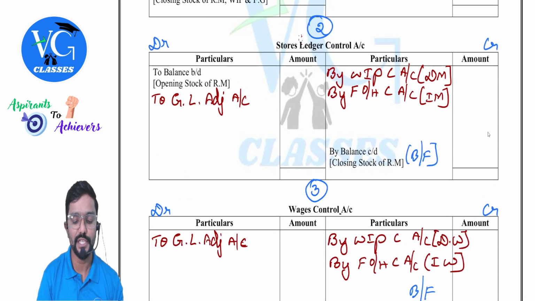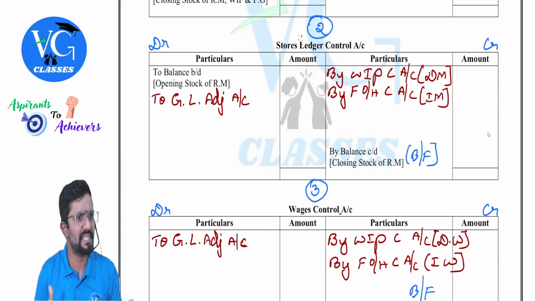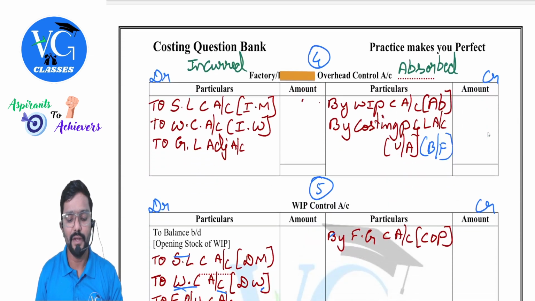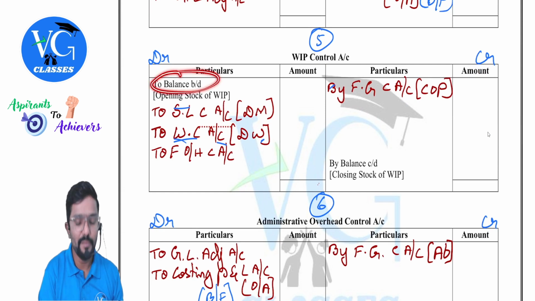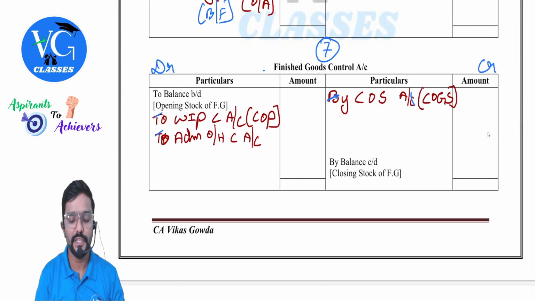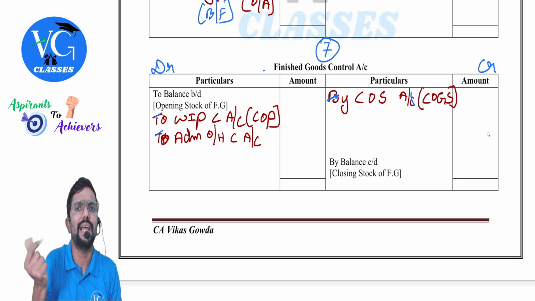If you see the stores ledger, it will have a debit balance, which is an asset, raw material. Then even the WIP control will have a debit balance. Then even the finished goods control account will have a debit balance. Why is that? Guys, inventory is an asset for me. It will have what balance?